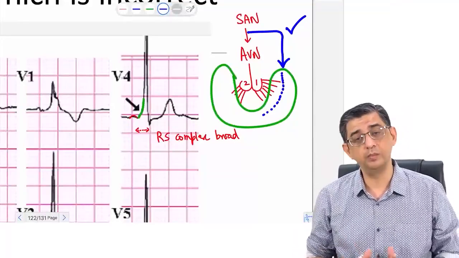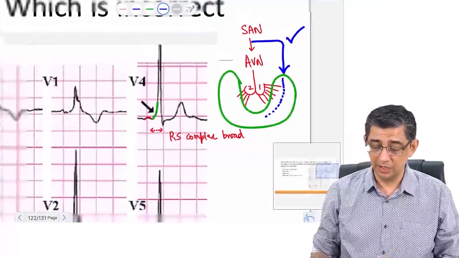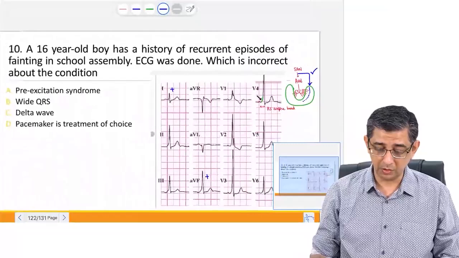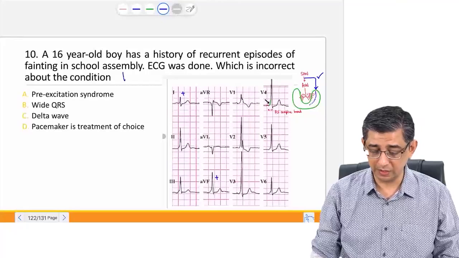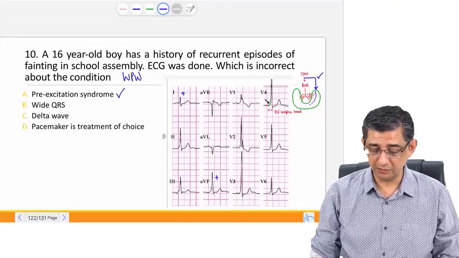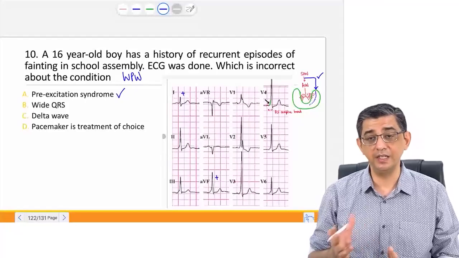So as such, the RS complex will be relatively broad in this person. Based on this information, let's look at the options here. A says pre-excitation. Yes, WPW is the clinical diagnosis in this case. It is a condition where ventricles are getting excited earlier than normal.